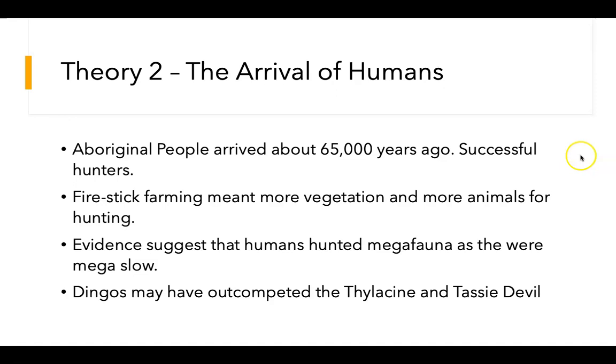Now, evidence suggests that humans hunted megafauna as they were mega slow. They're big animals, they had short limbs, they weren't able to be as agile and free-moving as, say, our modern-day kangaroos or even our wombats, and therefore they were easier to hunt and easier to bring down. There's also the idea that dingoes, introduced around 4,000 or 5,000 years ago, may have outcompeted the thylacine and the Tassie devil on the Australian mainland and helped bring about the extinction of those two organisms from the mainland.